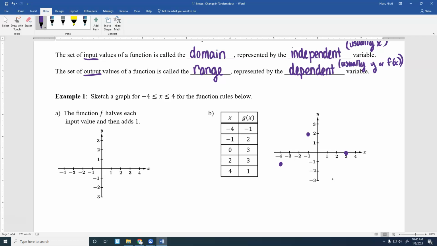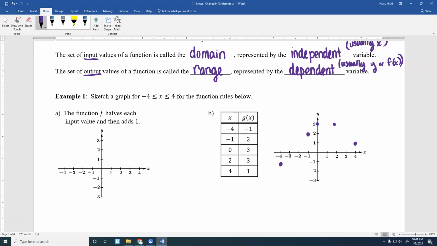Oh, no, that's 3, 0. Hold on. Get it together here. 0, 3. And then we got 2, 3. And then 4, 1. You don't connect the lines on this because this is all they've given you. They didn't give you a formula or anything. So it could just be the point. A lot of times the functions we're dealing with are equations, which are going to be continuous, and you connect the lines. If they don't give you the equation, then it's just the points. So these points are your function here.